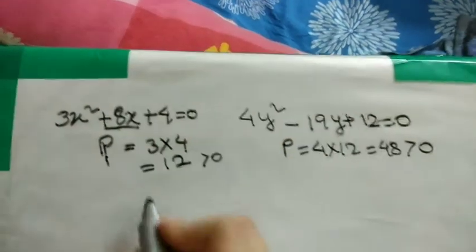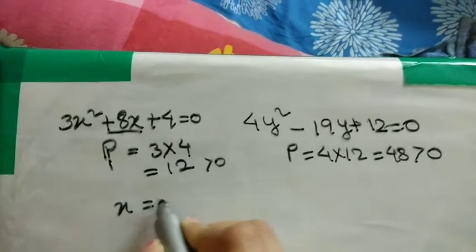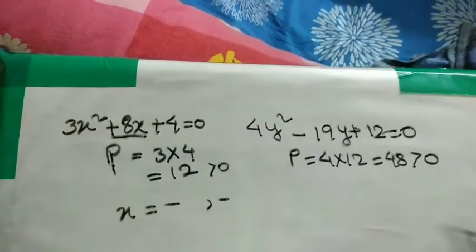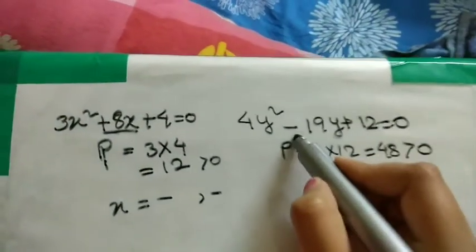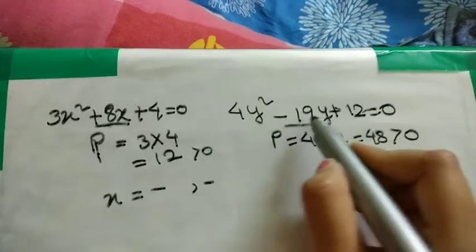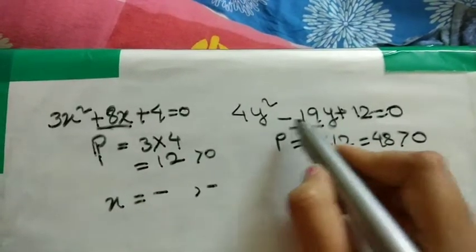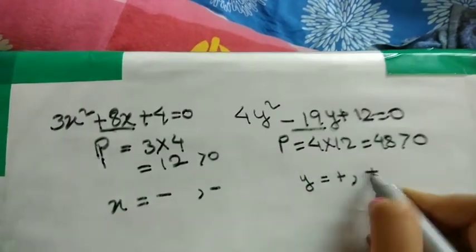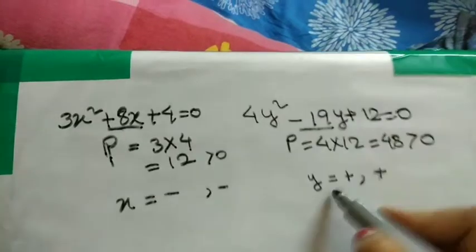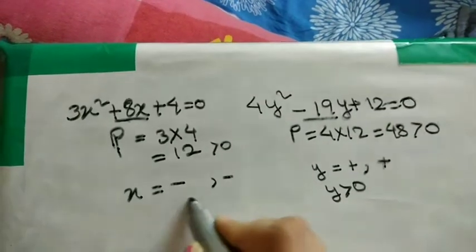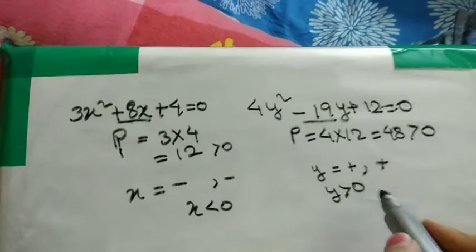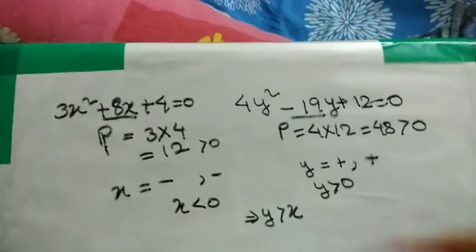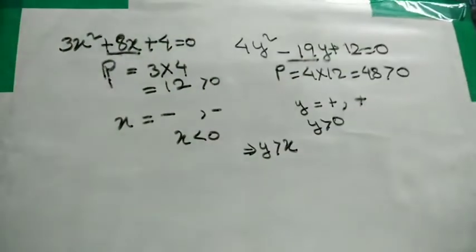If the middle term is positive, then both the roots of x will be negative. Now see here, the middle term is negative, so both the roots of y will be positive, the opposite sign. So we can say y is greater than 0 and x is less than 0. From this we can conclude that y is greater than x. So simple.